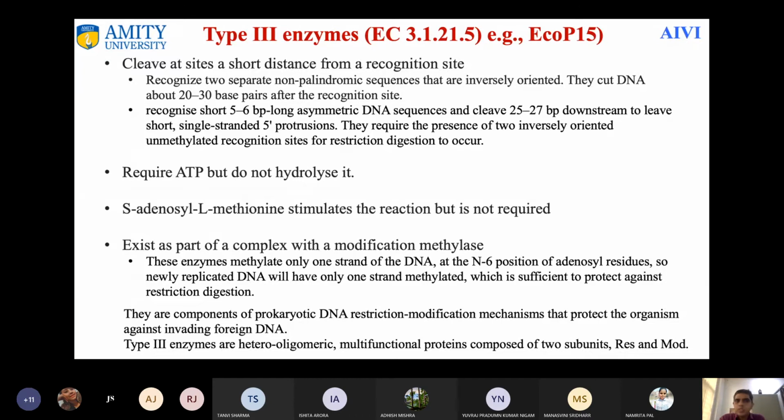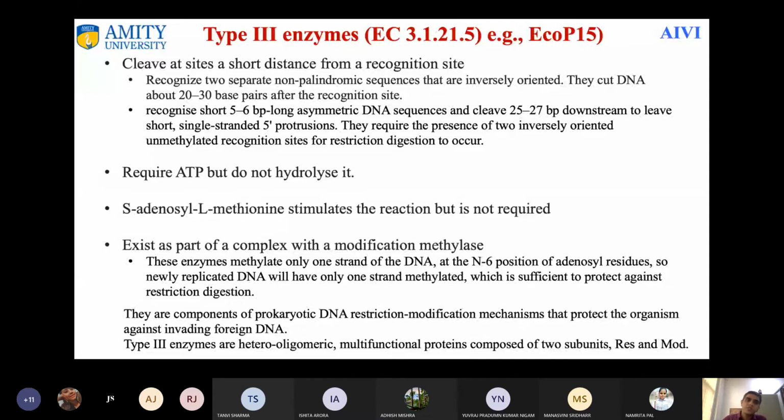They recognize a short, 5 to 6 base pair long asymmetric sequence. So here also asymmetry is there. And they cleave 20 to 25 base pairs downstream to leave short single-stranded 5' protrusions. So they are missing a cut at the 5'. They require the presence of two inversely oriented unmethylated recognition sites. So your recognition site must be unmethylated. If your site is methylated, they are not going to produce a cut.